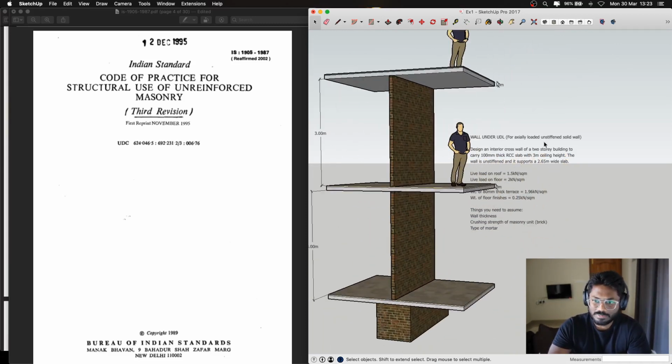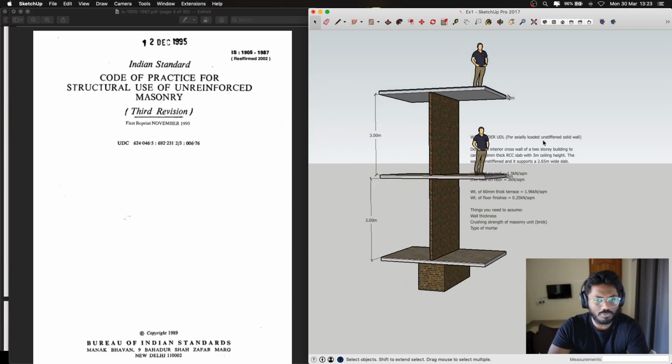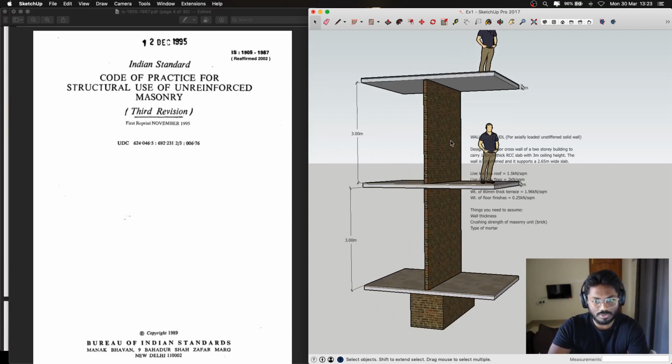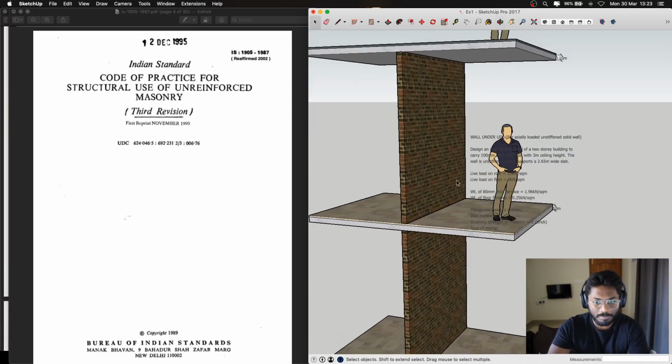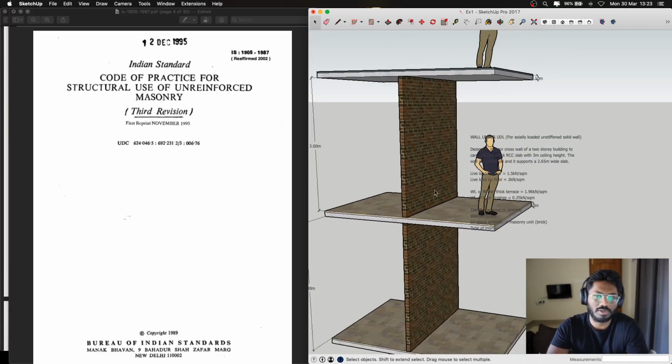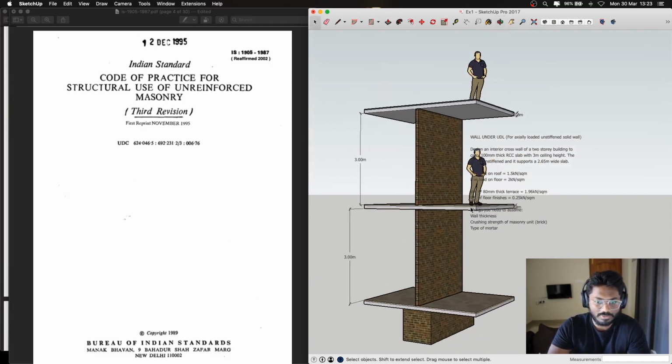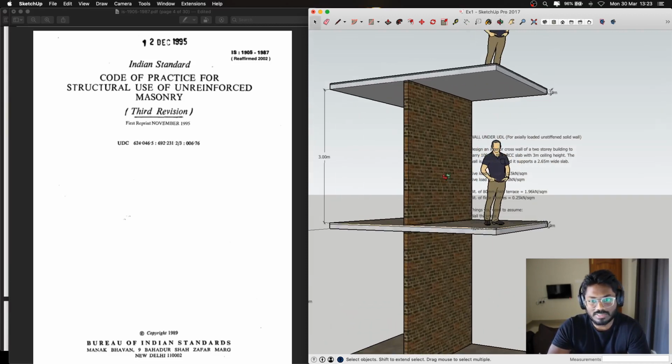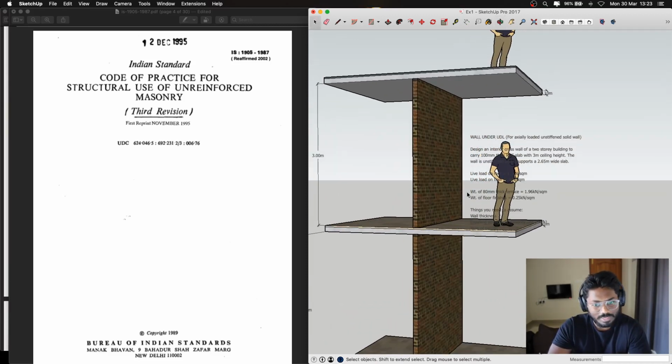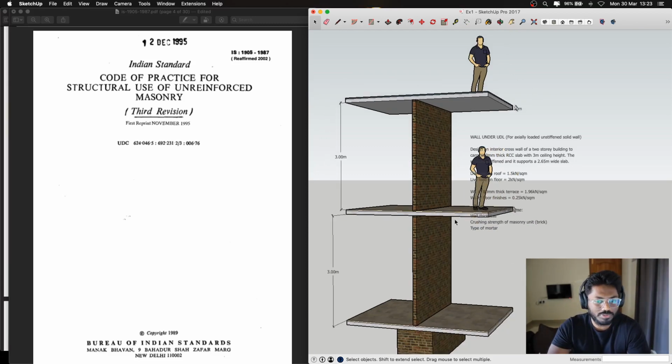Now, since it is mentioned that this is an unstiffened solid wall, we are not worrying about the effective length over here, since there are no stiffening members which will make it a stiffened wall. Since this is an unstiffened wall and we don't have any lateral support systems adjacent to the wall, we need not worry about the effective length. The only things we are concerned with over here are the effective height and effective thickness.